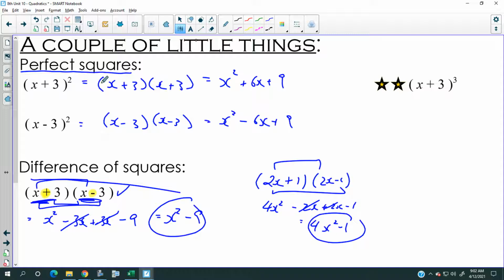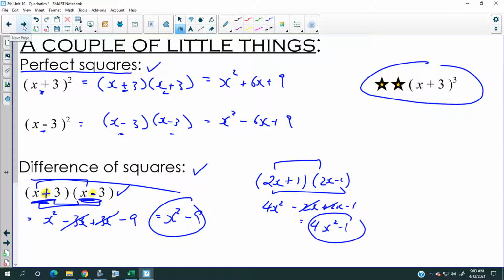There are two names for some of the FOIL questions we've been doing. One is perfect square, the other is the difference of squares, and just know the difference. With perfect squares, both symbols are the same, both plus or both minus. Here, they're different, they're opposite, one's plus, one's minus. That's it. And then if we have time, we'll do this in class, for bonus maybe.